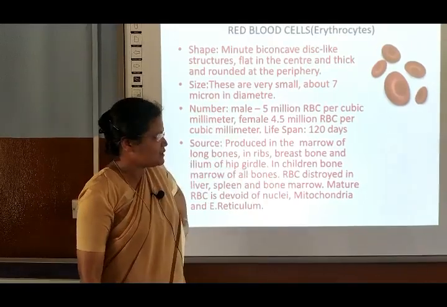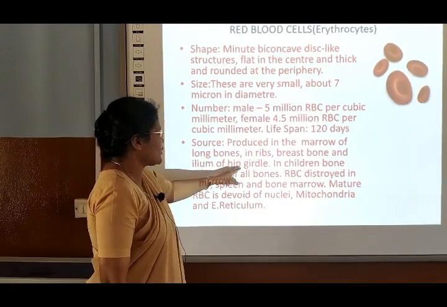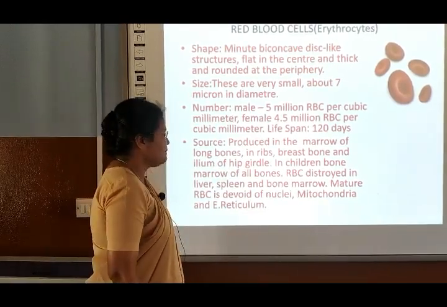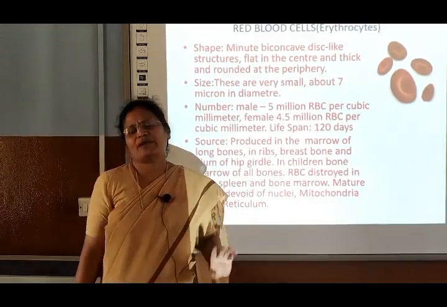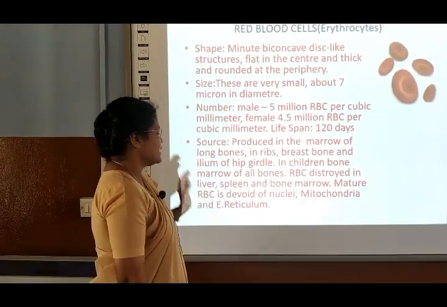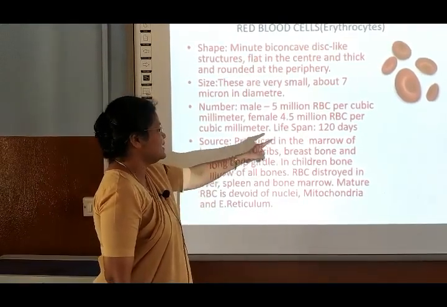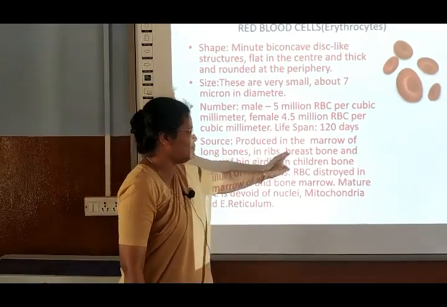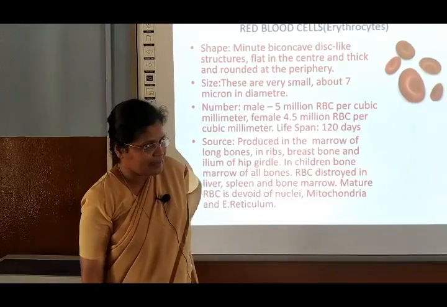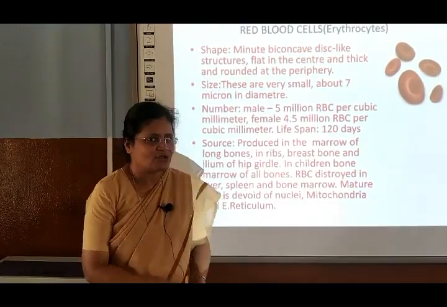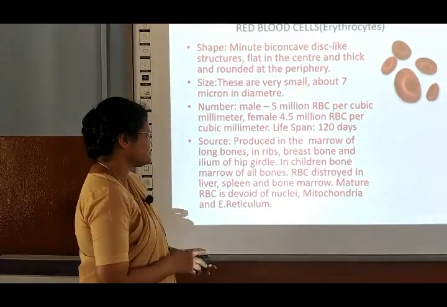Then you have a rib. In the rib, marrow of the rib. Also in the breastbone, and ileum of the hip girdle, and in children in the bone marrow, all the bone marrow, small or big, all the bone marrow in children. So it's produced in the bone marrow of all the bones, but in adults it's produced in the long bone and rib, in breastbone and ileum of hip bone, hip girdle. You have learnt hip girdle is here, and it is your ileum. You have learnt in the class 9 chapter what is ileum.